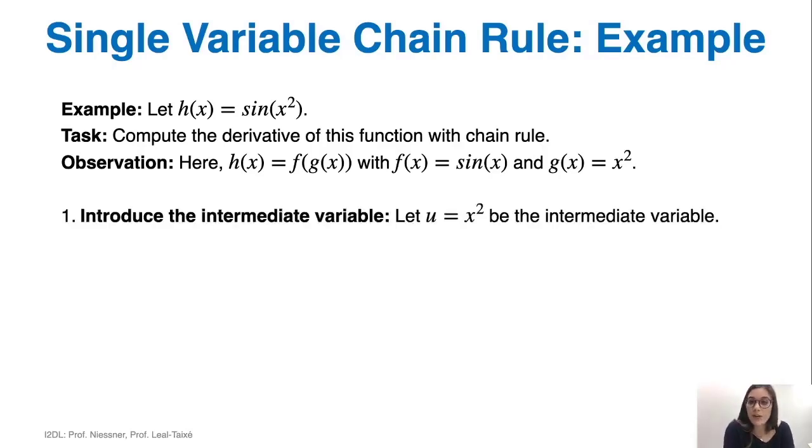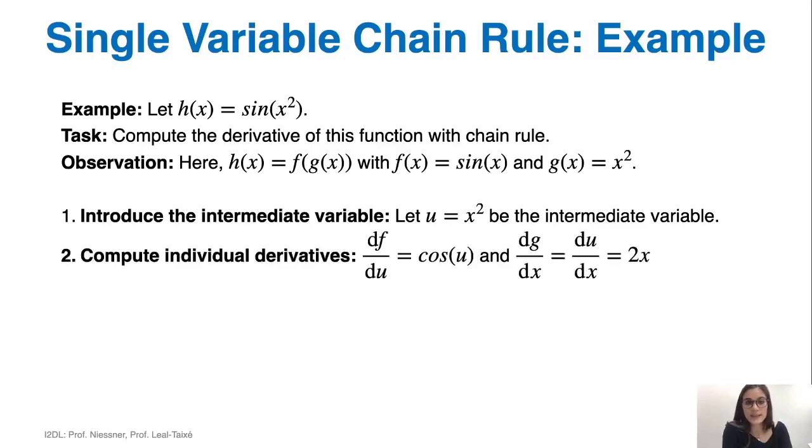And again, we follow our 4 steps. So the first step is we introduce our intermediate variable, as we saw before. So let us define the variable u to be x squared. In the second step, we now want to calculate the two derivatives, first of f with respect to u, and second one of g with respect to x. And you see here the derivative of f with respect to u will now be cosine of u, and the derivative of g with respect to x is now 2 times x.